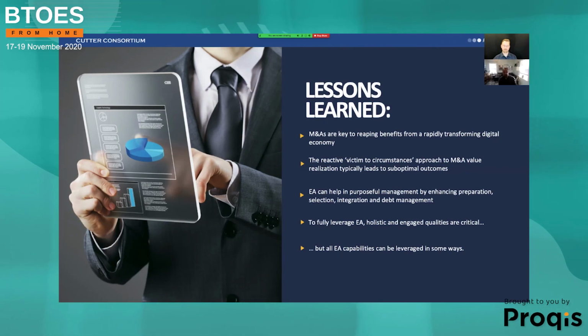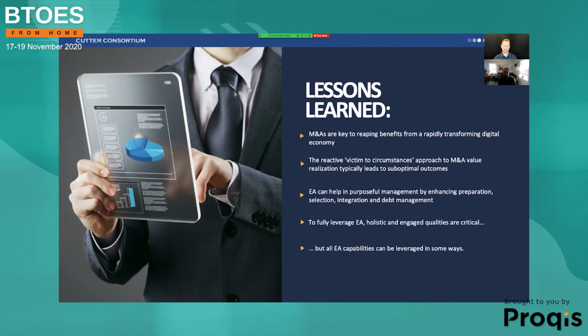So to fully leverage EA, we believe that this holistic and engaged set of qualities are critical. Again, there's a lot more information, and we'll share with you some points of reference here. The book, of course, is there as well, and we encourage you to reach out to either of us or both of us, and we can go into a lot more detail on these different areas.